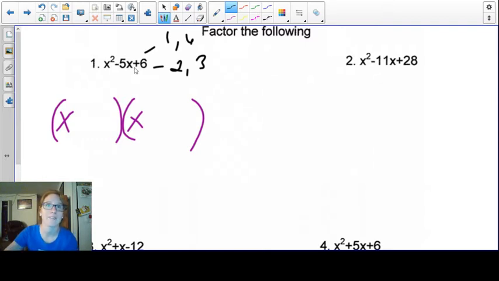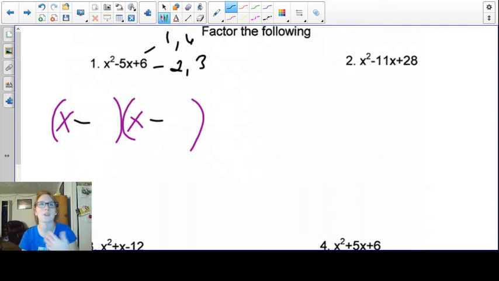So I have a positive 6. The only way to get a positive number is 2 negatives or 2 positives. Which one's it going to be? Well, that is where I look at the second number. Can I have 2 positive numbers add to get a negative? Does that even make sense? No. So the only way to have that happen is if both of these are negative. So my signs are going to be both negative.